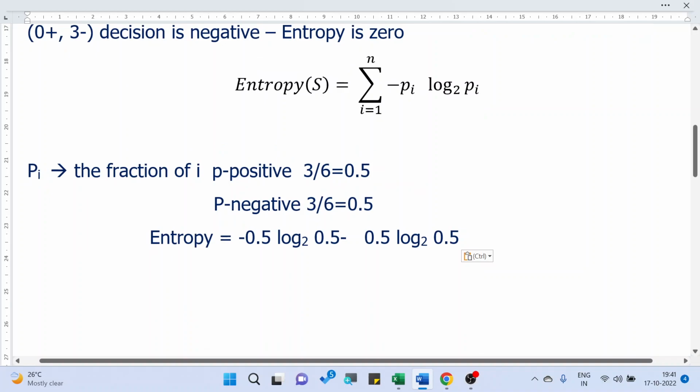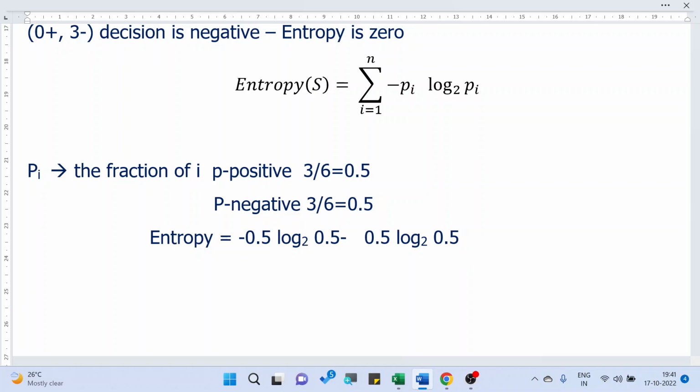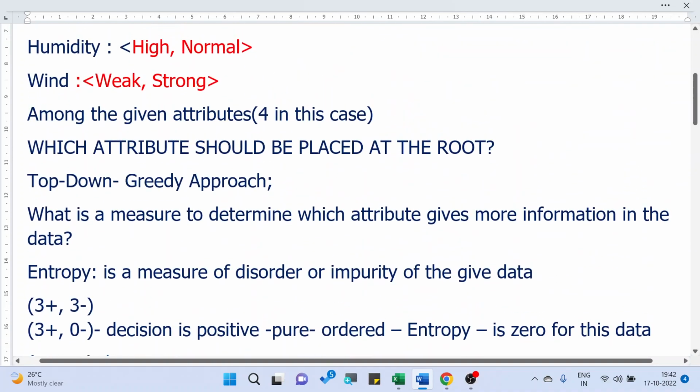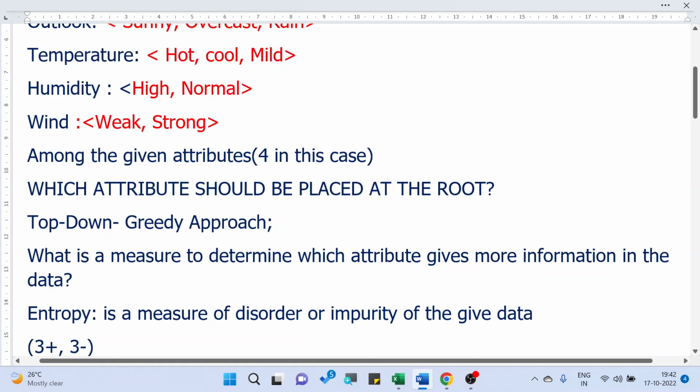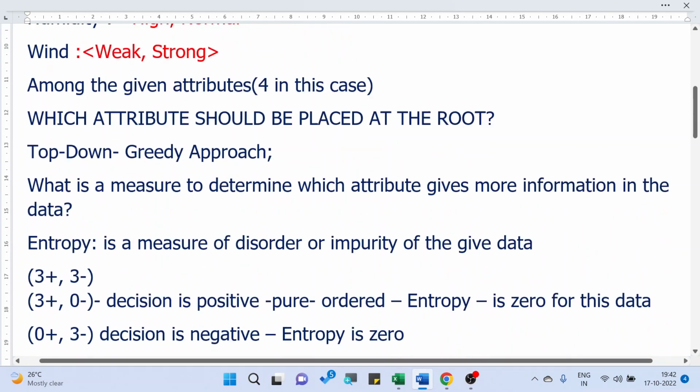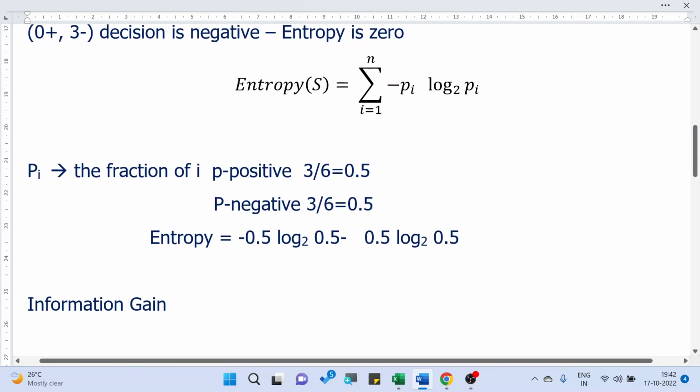Now, how can we use this as a measure for determining how much information an attribute will provide us? We have defined another parameter in this ID3 algorithm, that is known as information gain. We will calculate information gain for each attribute. How many attributes are there here? 4 attributes, and the attribute for which the information gain is high, we will place at the root. This we will do iteratively.